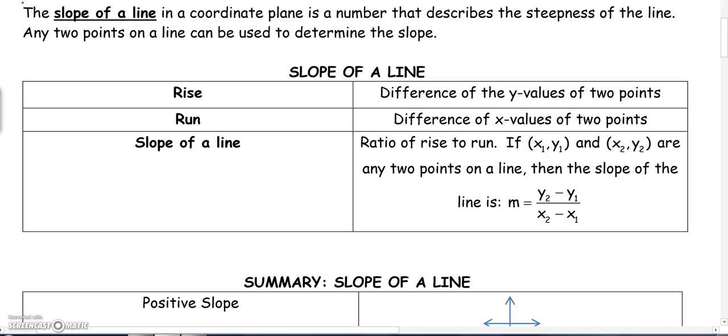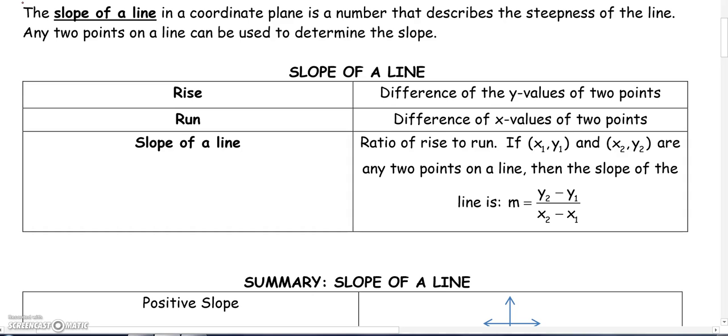This video is about the slope of a line and how to use it for parallel and perpendicular lines. The slope of a line in a coordinate plane is the number that describes the steepness of a line. Any 2 points on a line can be used to determine the slope.